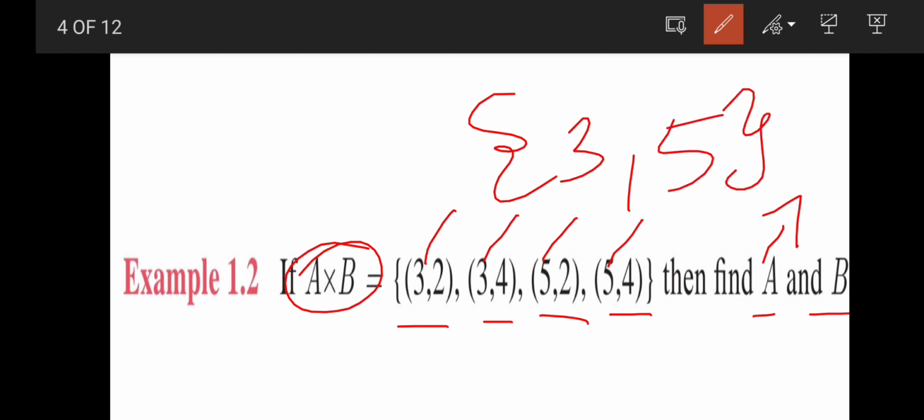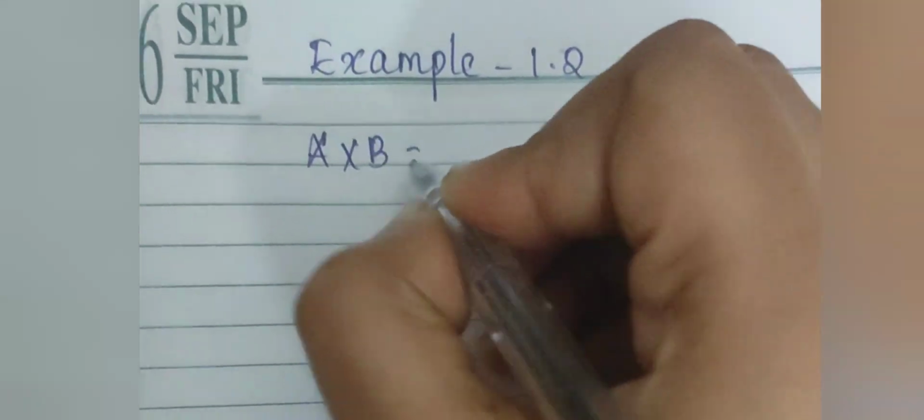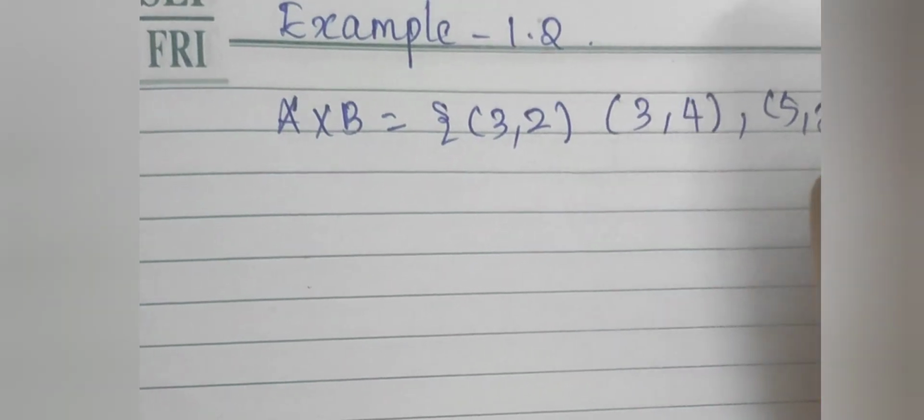And what about B? B is nothing but the set of all second coordinates of elements of A cross B. So what numbers do we have at the second coordinates of elements? 2 and 4, isn't it? So the answer is {2, 4}. It is very easy. So what is A cross B? A cross B is equal to (3,2), (3,4), (5,2) and (5,4).